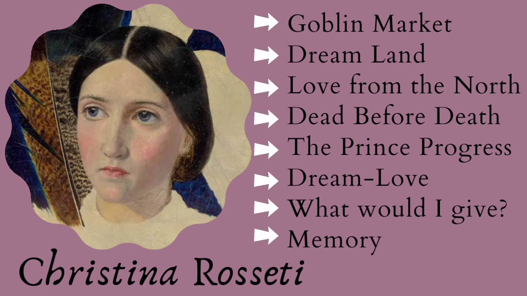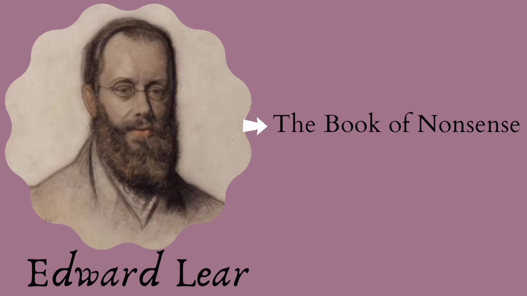Christina Rossetti. Rossetti was born on December 5, 1830 in London and died on December 29, 1894. She excelled in works of fantasy, in poems for children and religious poems. Christina was the youngest child of Gabriel Rossetti and was the sister of the painter-poet Dante Gabriel Rossetti. Her major works are Goblin Market, Dreamland, Love from the North, Death Before Death, The Prince's Progress, Dream Love, What Would I Give, Memory, and many more.